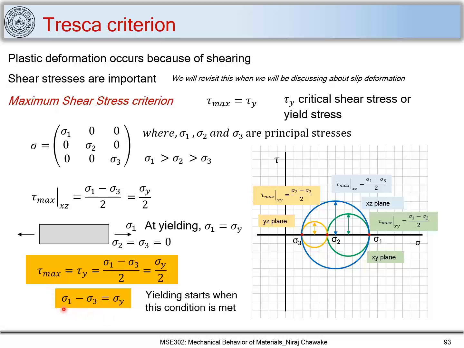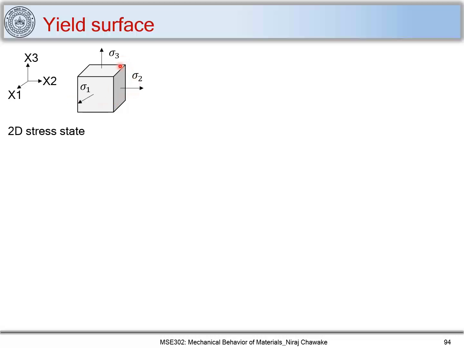So when I have sigma 1 minus sigma 3 equal to sigma y, which is nothing but the yield stress of a material, when this condition is met, the material will start yielding. So let's now see what yield surfaces are. Let's consider a cube, and let me mark my coordinate axis, and let the principal stresses acting on these three surfaces be sigma 1, sigma 2 and sigma 3.